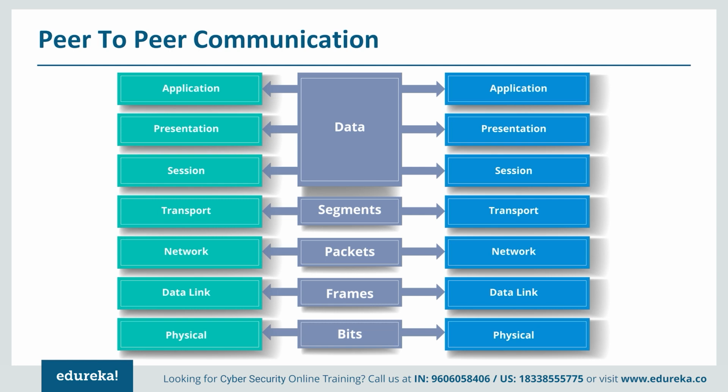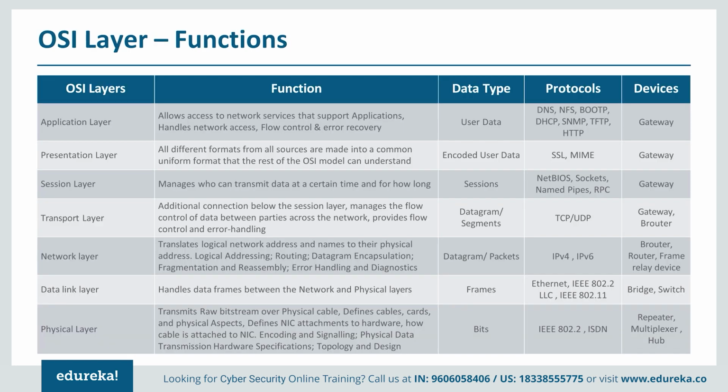This is the OSI model. When we see the TCP/IP model, these three top layers, the session, presentation, and application layers, will be combined as one. And this slide tells you what protocols are available and what type of devices you can connect to the network. The application layer is usually used for applications where the user tries to connect to the network. The protocols used are DNS (domain name system), NFS, BOOTP, DHCP, SNMP, TFTP, and HTTP. These are the protocols which work on the application layer.